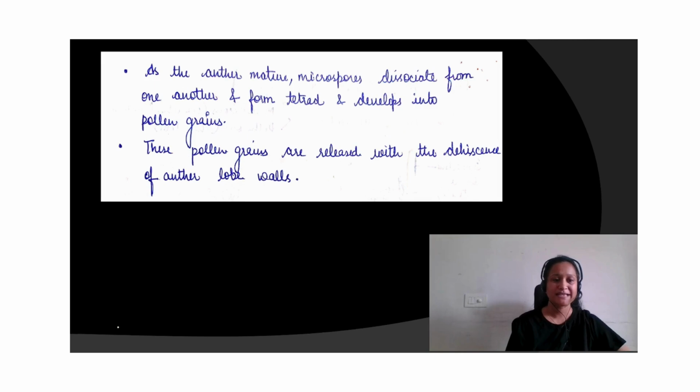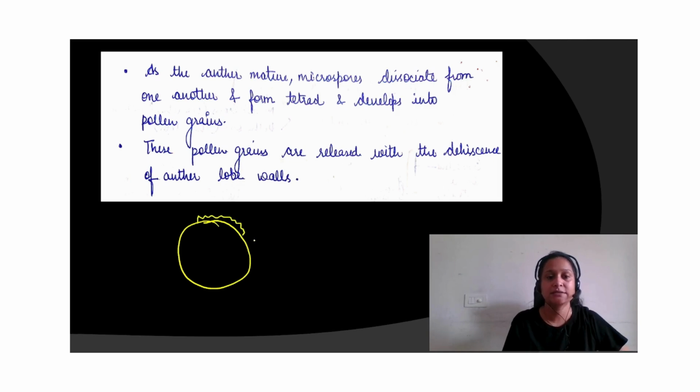now as the anther is maturing, these microspores which are formed from the microspore mother cell also dissociate from one another and develop into a pollen grain. Now if you see the structure of a pollen grain, how many layers does it have? Pollen grain has 2 layers. The outer one is exine and the inner one is intine.